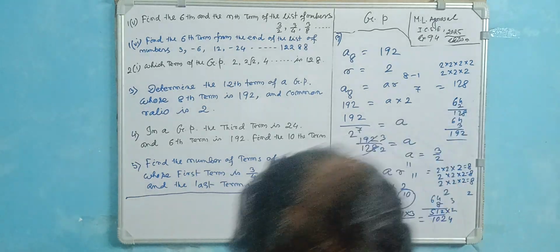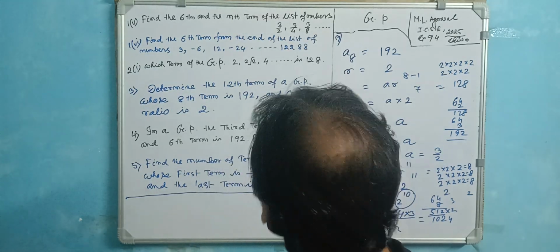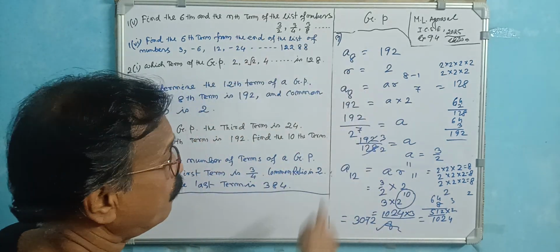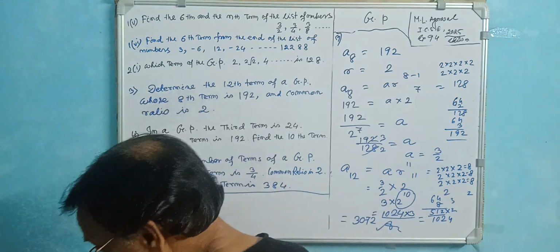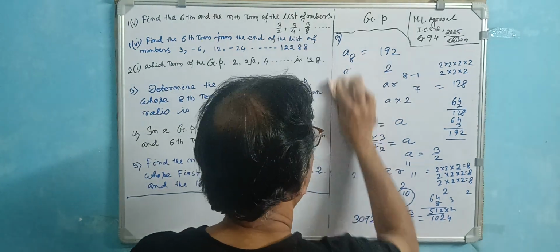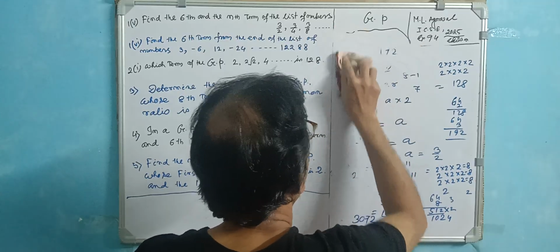Okay. So now the next sum. This is a different sum, a different way. From here you calculate the value of A and put the value here. Okay. Clear? 3072. Now the sum number 4.